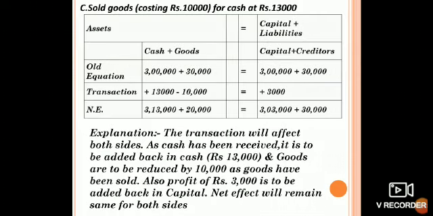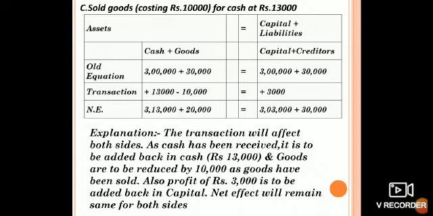Now the third transaction is sold goods for cash at 13,000. Here the cost of the goods is only 10,000, but we are selling it for 13,000. So that 3,000 is profit for us. So now the old equation is 3 lakh plus 30,000, and on the liability side also it is 3 lakh plus 30,000.